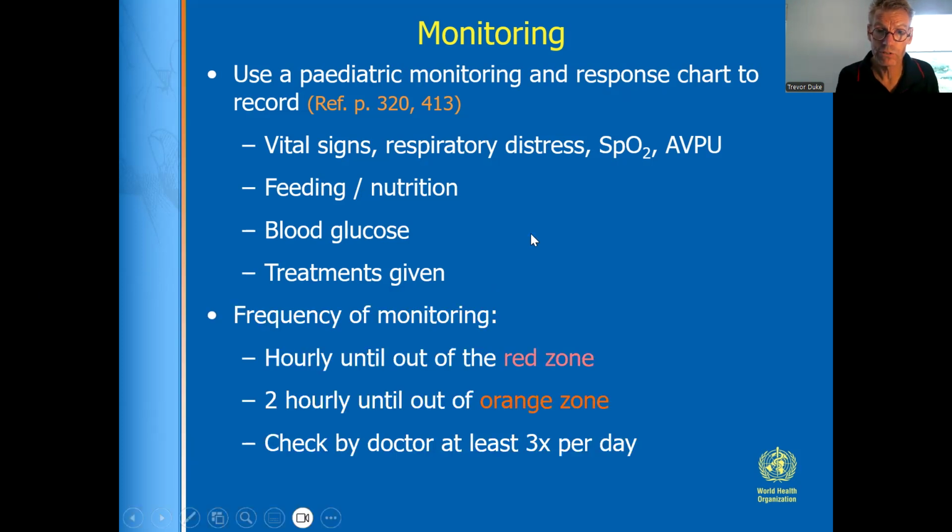As I said, the frequency of monitoring should depend on the severity of illness of the child. Hourly if they're in the red zone, I'll show you what that means. 2 hourly if they're in the orange zone, and they need to be checked by a doctor at least 3 times a day, often even more if they're critically unwell. So checked by nursing staff regularly, every hour or every 2 or 3 hours, and checked by a doctor at least 3 times a day.